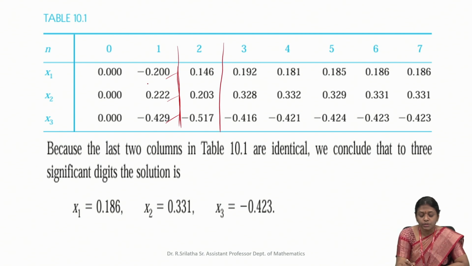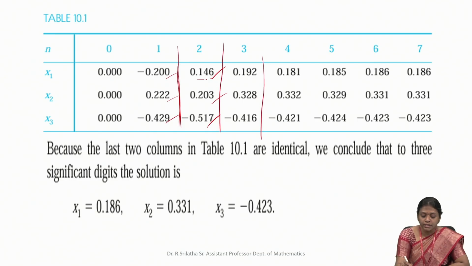And you need to check whether these two values are equal. Is minus 0.2 equal to 0.14? No. Then we need to further proceed to the third approximation. So we need to do the third approximation with the help of the second iteration values. Again, replacing here, we got some values here, x1 under third approximation, that is 0.19 and this is 0.32 and minus 0.41.